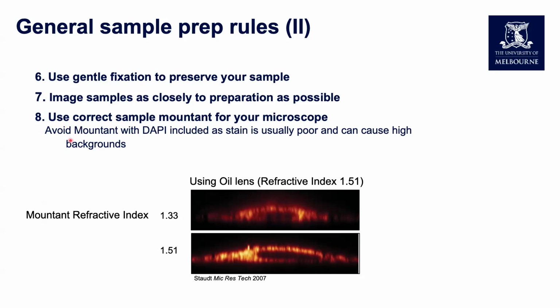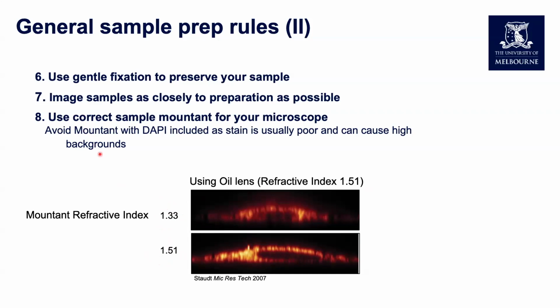And the last thing we're going to cover in this little section is the sample mountant. So please use the correct sample mountant for your microscope. This can come down to the immersion type. So essentially you want to match what your sample is mounted in to the immersion type of the objective. So here we've got an oil lens with a refractive index of 1.51. If our sample is mounted in a media with a refractive index of 1.33, you can see we're not getting as nice image quality as when we have matched that refractive index with our sample mountant. We're getting much nicer imaging in 3 dimensions than we do with the incorrect mounting media.